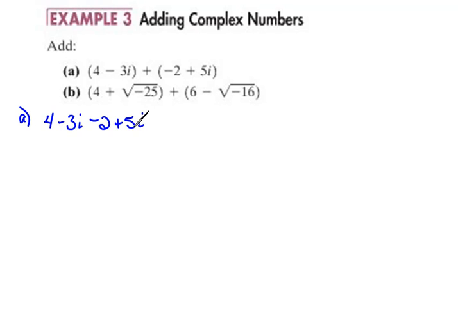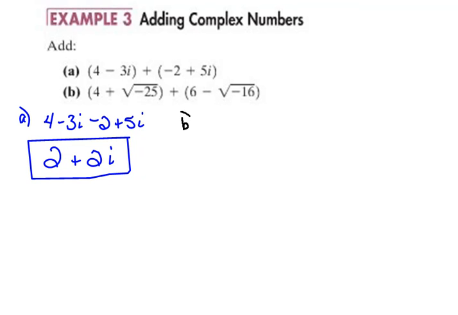Now really and truly we can just combine like terms here. Our real number parts we can combine. 4 and negative 2 would be a 2. And then we can combine our imaginary parts. We have a negative 3 and we have a positive 5, which would make a positive 2 of those i's. That is exactly how it works, adding complex numbers.